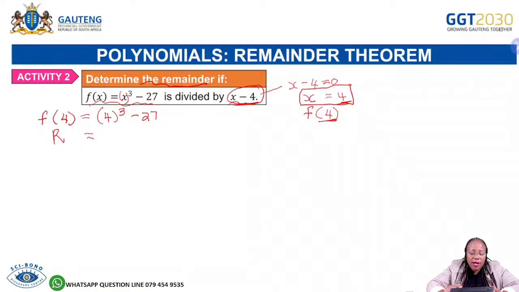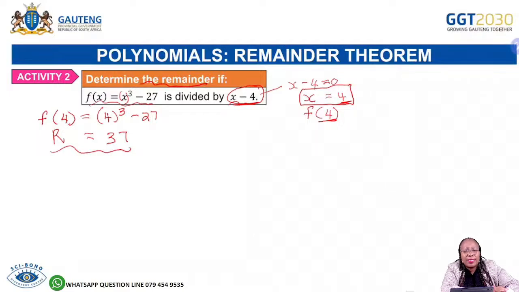And then now we are having 4 cubed minus 27. No need for partial simplification, grade 12. You can put everything into your calculator straight to the answer, which is equal to 37. That means that is the remainder you will get.